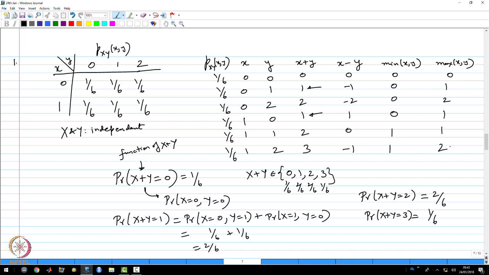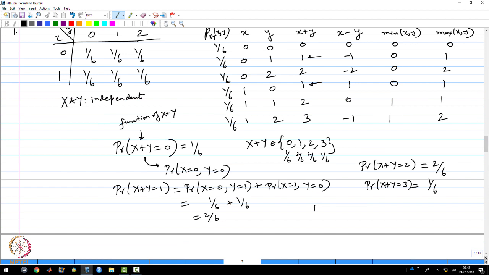Okay, so suppose somebody were to ask a question, just from this table you can answer any question you like. So supposing you want to ask what's the probability that min of x comma y equals 0, right? So you have 4 possibilities here, 1 by 6 plus 1 by 6 plus 1 by 6 plus 1 by 6, that's 4 by 6. Supposing you were to ask what's the probability that max of x comma y equals 1. There are 3 possibilities here, 1 by 6 plus 1 by 6 plus 1 by 6, that's 3 by 6.